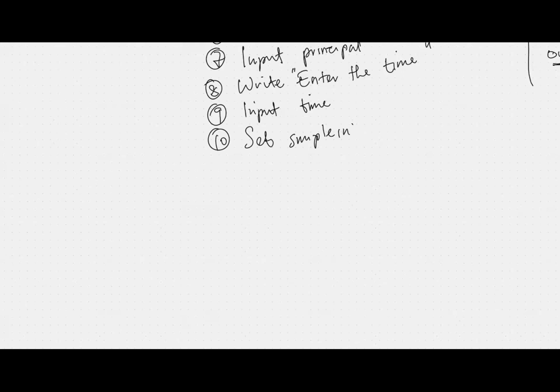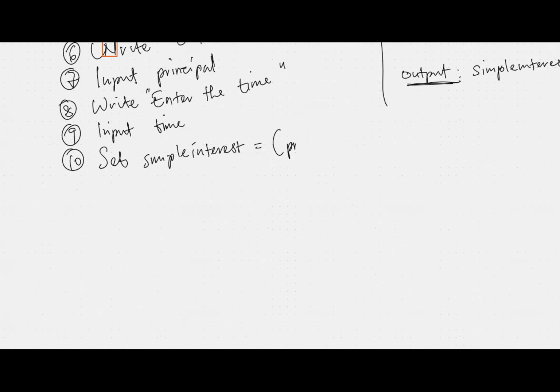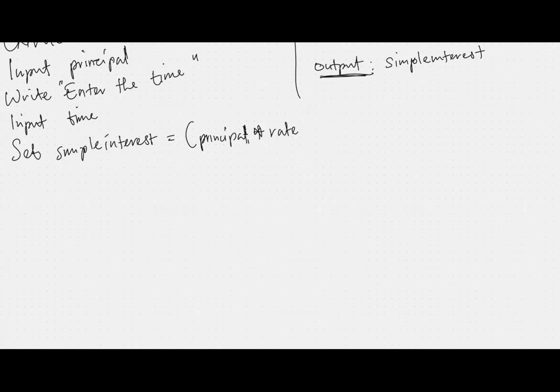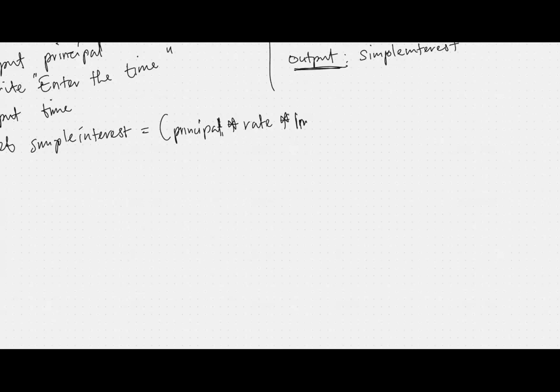Is equal to, into brackets, principal star rate star time, close bracket, all divided by 100.